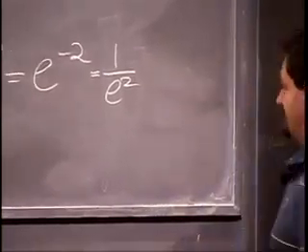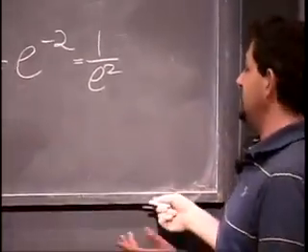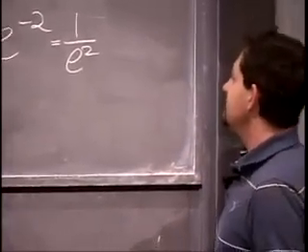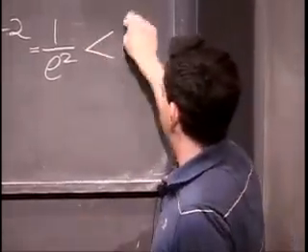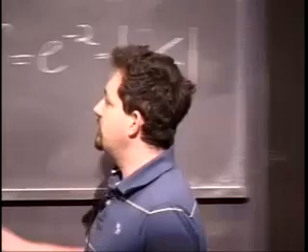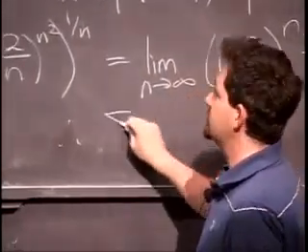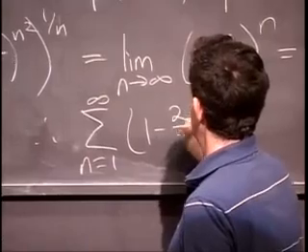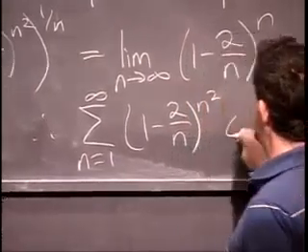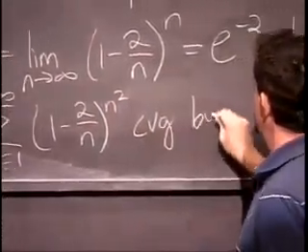Well, the important thing about this, e is bigger than 2, actually, 2.7 and a bit. So 1 over e squared is like 1/4, 1/5, 1/6, something like that. It's certainly less than 1. Therefore, the original series converges by the root test.